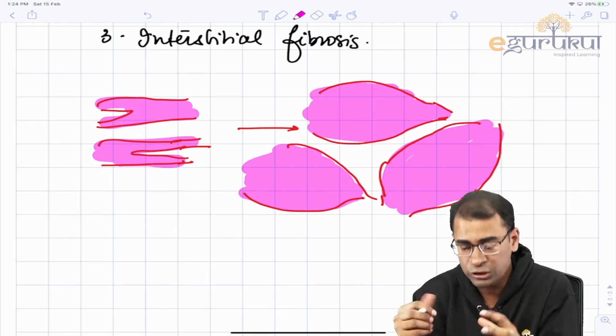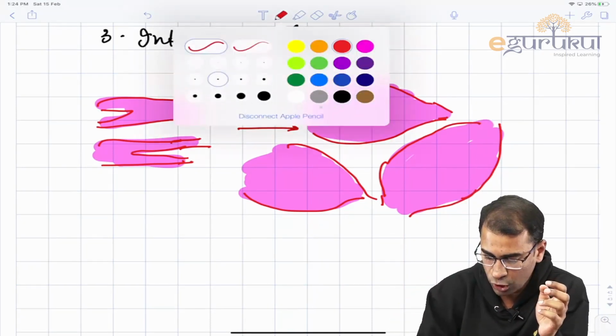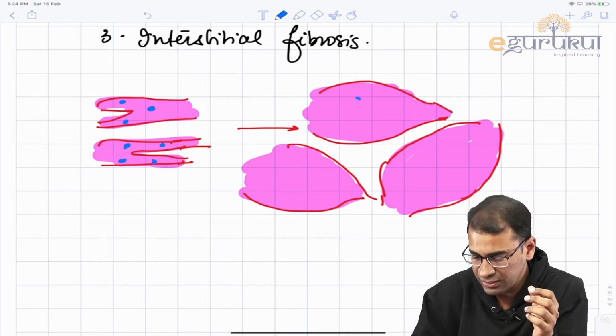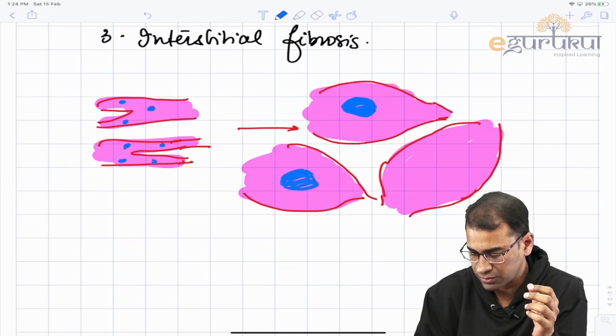The size of the nucleus is also increasing. So normally the nucleus size may be around 1/3 of the size of the muscle fiber. Now the nuclear size is enormously increased like this. Hugely enlarged muscle fiber.